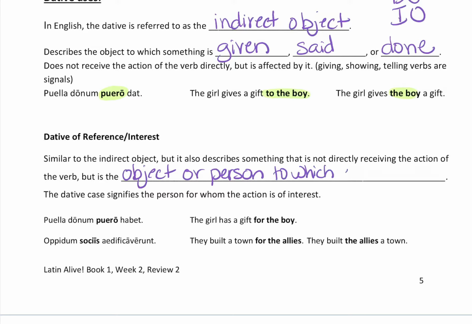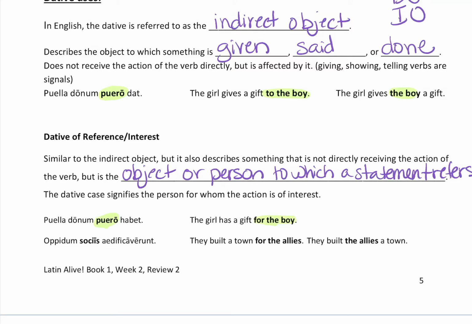So similar in that it doesn't directly receive the action. Okay? The dative case signifies the person for whom the action is of interest, or who the action might refer to. So let's take a look here. Puero, again, is in our dative for the boy. Puella donum puero habet. The girl has a gift for the boy.